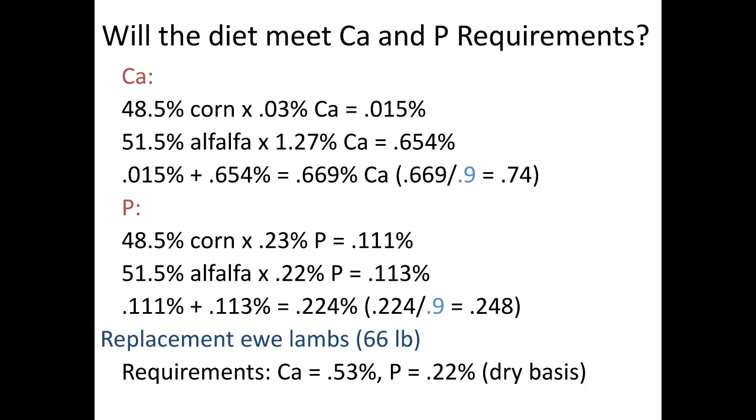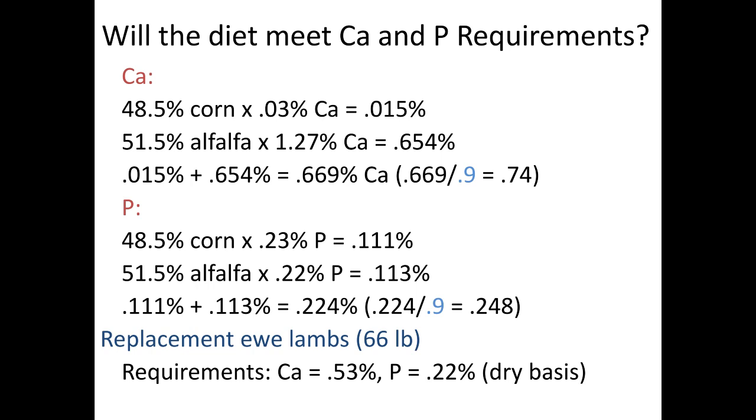0.111% calcium from corn plus 0.113% phosphorus from alfalfa equals 0.224%. And we divide the 0.224% by our dry matter content, which represents 0.248% phosphorus on a dry matter basis.